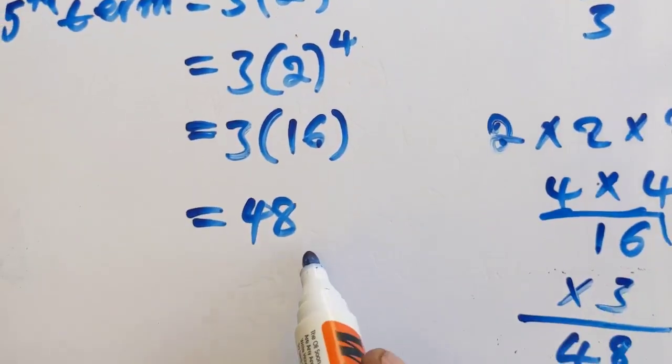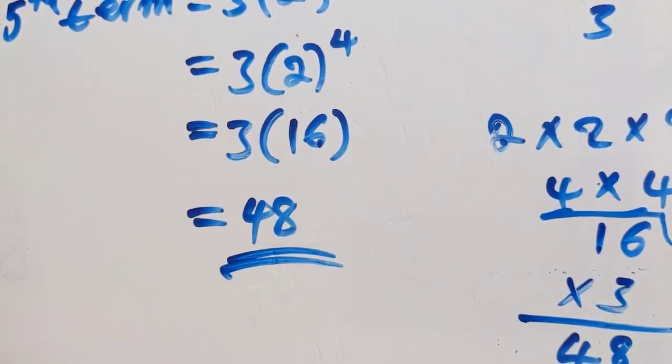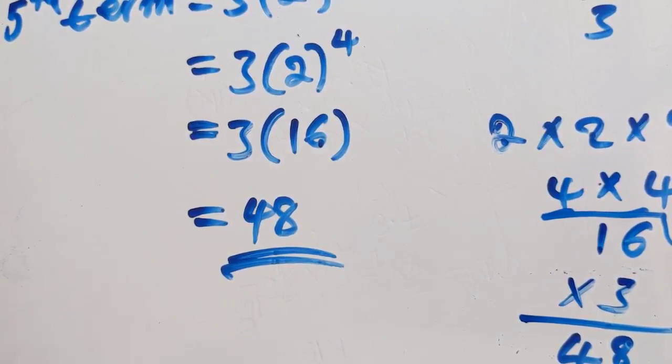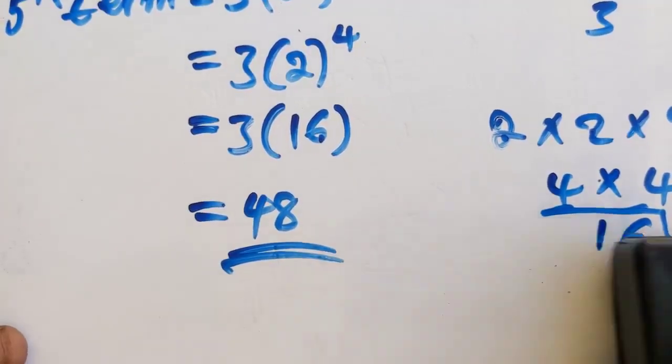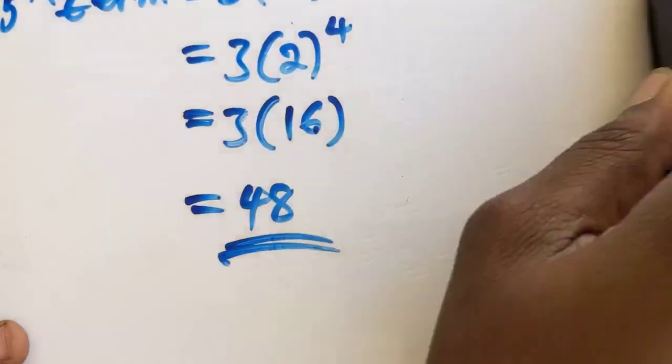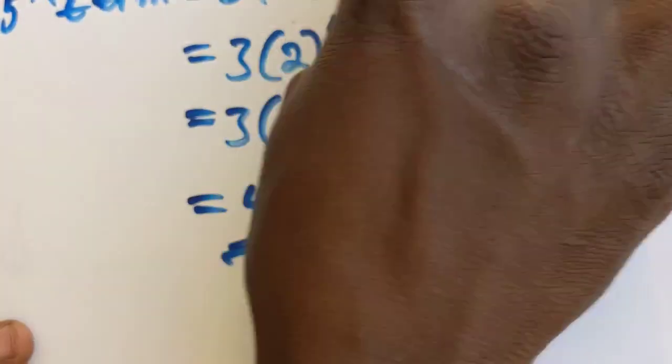So that is how you find the term. It doesn't matter which term you are given, that is how you should do it. I hope you have understood how to find the common ratio, the first term, and the number of terms.